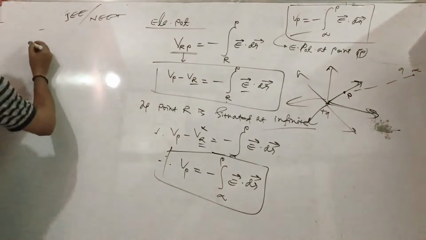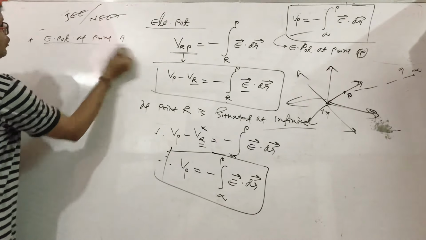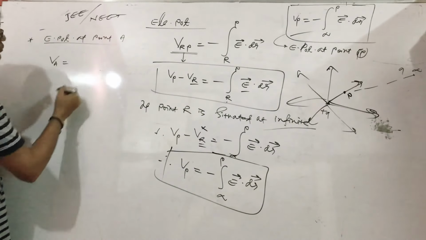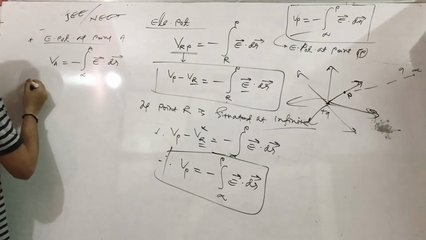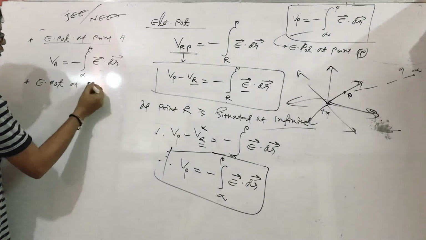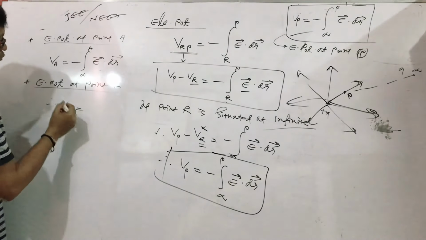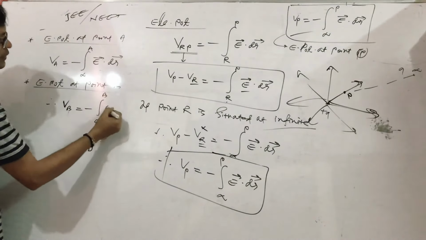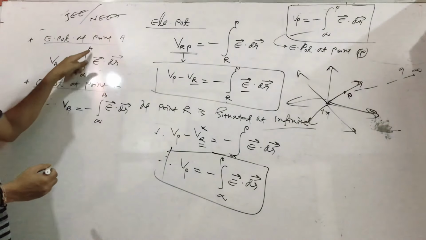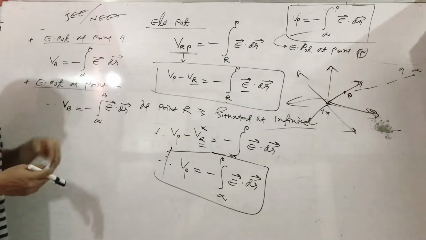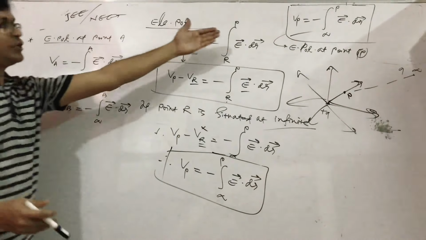For example, if I would like to define electric potential at point A, then the formula is V_A equal to minus integral from infinity to A of E dot dr. Suppose I would like to define the electric potential at point B, then V_B is equal to minus integral from infinity to B of E dot dr. Likewise for point X, point Y, point P. So this is the general formula of potential at point P.